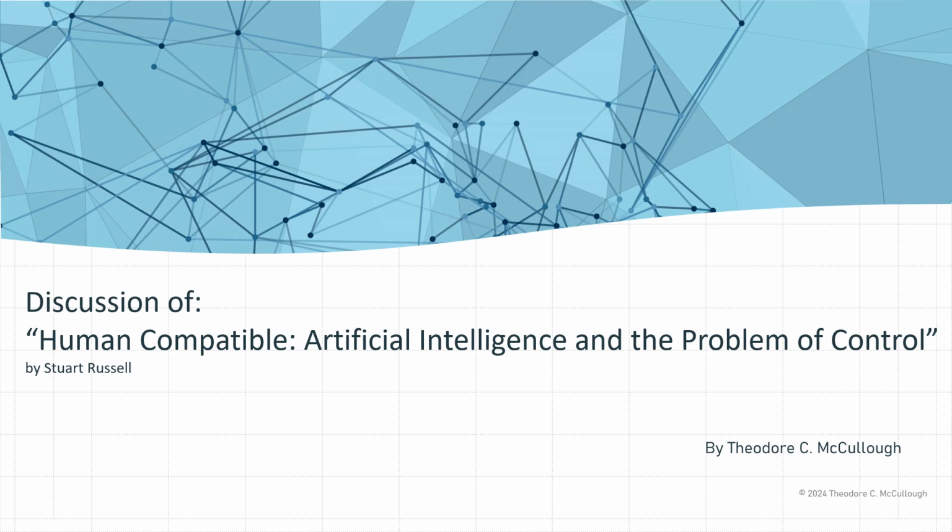Hi folks. Today we're going to discuss the book entitled Human Compatible: Artificial Intelligence and the Problem of Control by Stuart Russell. This was a book that was published in 2019. The views expressed in this presentation are my own. Let's begin.